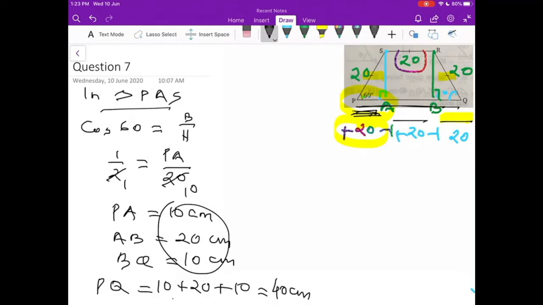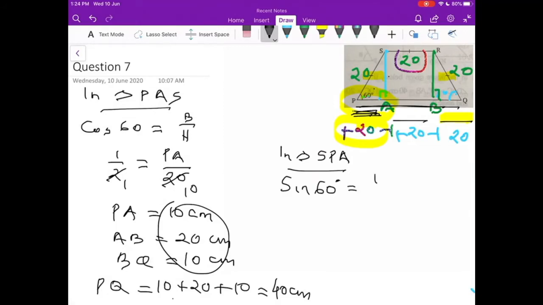Now to find SA, again I have to select the triangle. Let me select a triangle. So the triangle which I am going to select now is this triangle, your SPA. So in triangle SPA or PAS, same triangle, I am not going to another triangle. Now I need to find SA. Since I need to find SA, for this triangle SA is perpendicular, and you know the hypotenuse. Perpendicular and hypotenuse means I'll take sine.